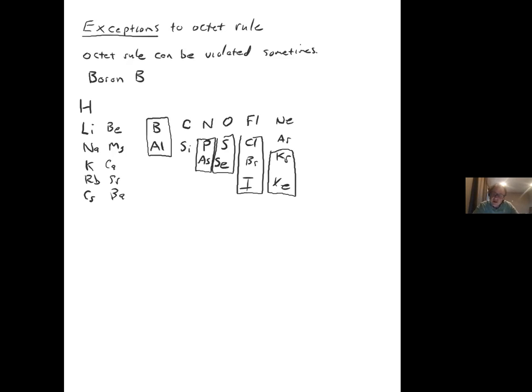Okay, so it looks like a lot, right? By the way, helium's up here. But it's really not a lot. I'll show you why. So I'm going to write here boron and aluminum.